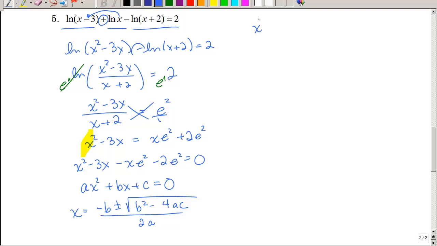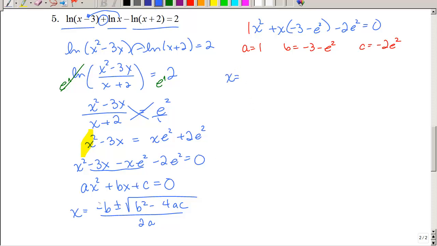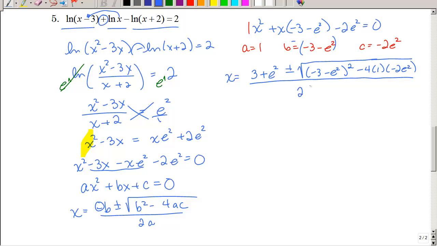So maybe I could rewrite it as x squared, and let's go ahead and factor out an x out of these two, and that would leave me negative 3 minus e squared, minus 2e squared equals 0. There's an understood 1 there. So a is 1, b is negative 3 minus e squared, and c is negative 2e squared. Rather ugly. Alright, so quadratic formula. I need the opposite of b. So if I take the opposite of that, they're both going to become plus, then plus or minus the square root of negative 3 minus e squared, squared, minus 4ac, all divided by 2 times 1.